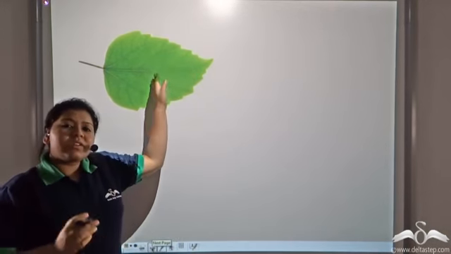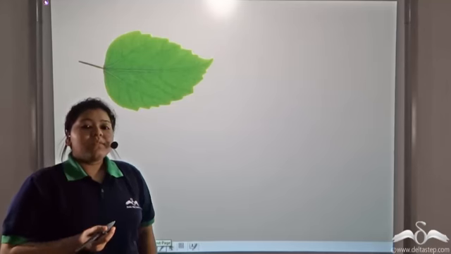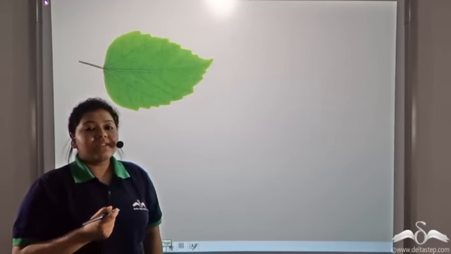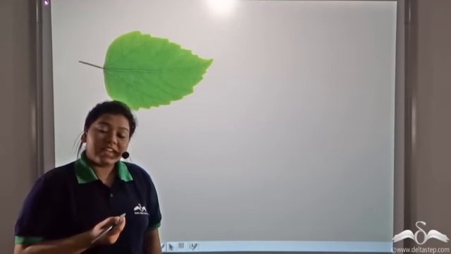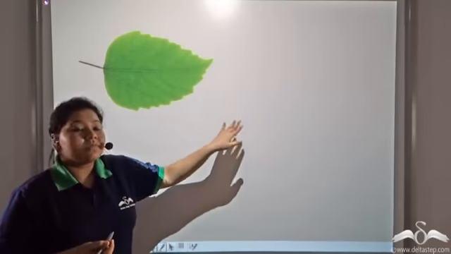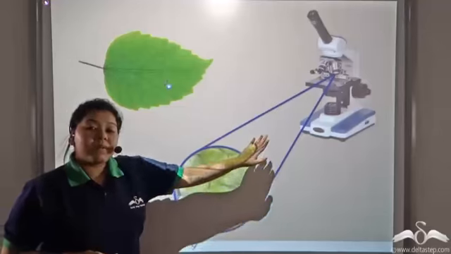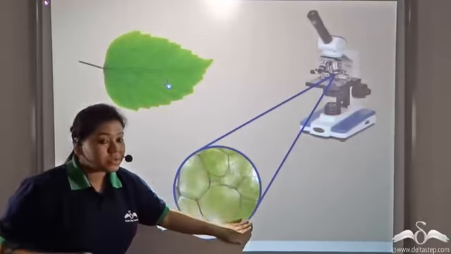Now you can fold leaves. Leaves are very flexible. So what gives flexibility to the leaves? For that, we need to see the leaf under a microscope. So let us take this leaf and observe it under the microscope, and this is what you see.